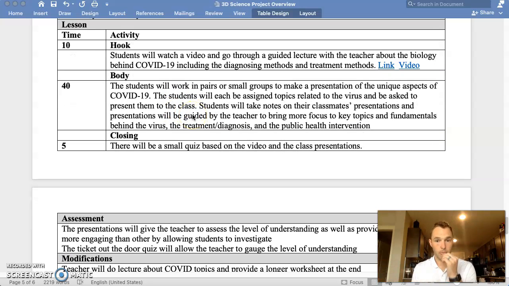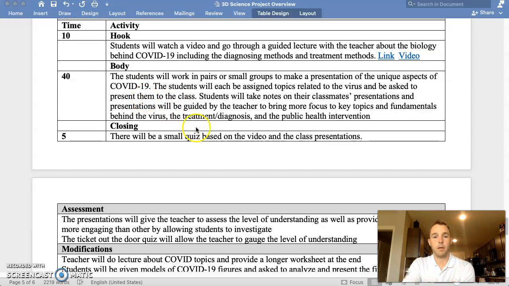So we'll go through a guided lecture and then a video about COVID-19, specifically the biology and the diagnosing methods, the biology behind the diagnosing methods, the RT-PCR testing, and then the antibody testing. And then during the body of the lesson, the students will each get assigned unique aspects of COVID-19, whether it's the public health aspect, whether it's the biology aspect of the treatment, whether it's the biology aspect of the disease or of the virus or the physiological symptoms. And then the groups will take notes on their classmates' presentations.